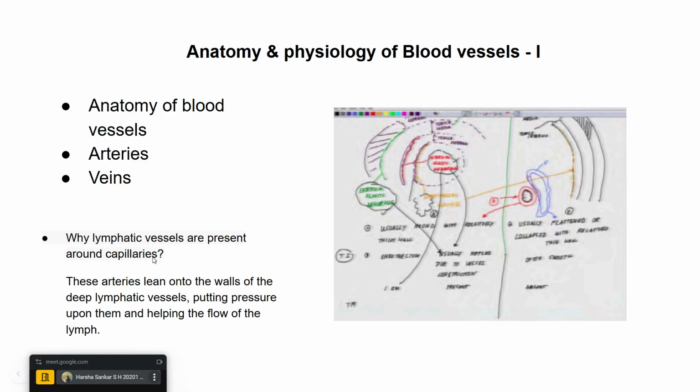Now, why are lymphatic vessels present around capillaries? Because these arteries press into the walls of the deep lymphatic vessels, putting pressure on them and helping the flow of lymph. Arteries maintain such great pressure due to their thick walls. Due to that pressure, the lymphatic system is always surrounding them, and lymph fluids are also circulated.